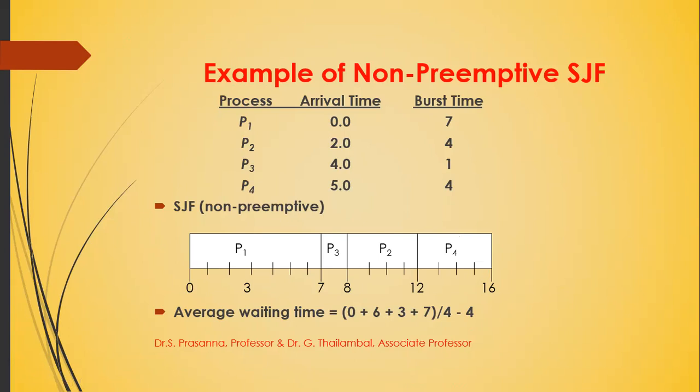And when you go for P3, it arrives at the time of 4, but it starts by 7. So 7 minus 4 is 3. So that is the waiting time of P3. And P4 arrives at 5 milliseconds, but it starts its execution by the 12th millisecond. So 12 minus 5, 7. So when you find the average waiting time, it is 4 milliseconds. That means the process in execution will not be stopped even though a new process arrives with a shorter burst time.